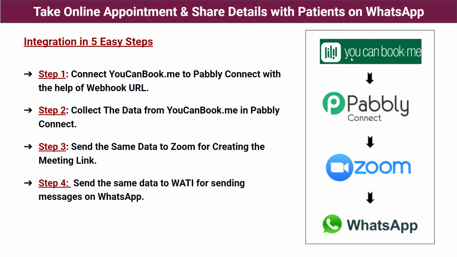Basically, we need to connect the page for which we are going to make the bookings with Pabbly Connect with the help of the webhook URL. This webhook URL is an address provided by Pabbly Connect. We have to copy it and paste it into our YouCanBook.me account, and in this way, our account will get connected to Pabbly Connect.